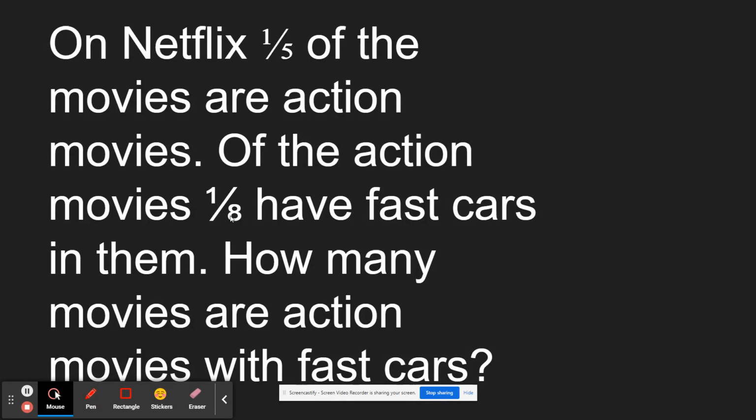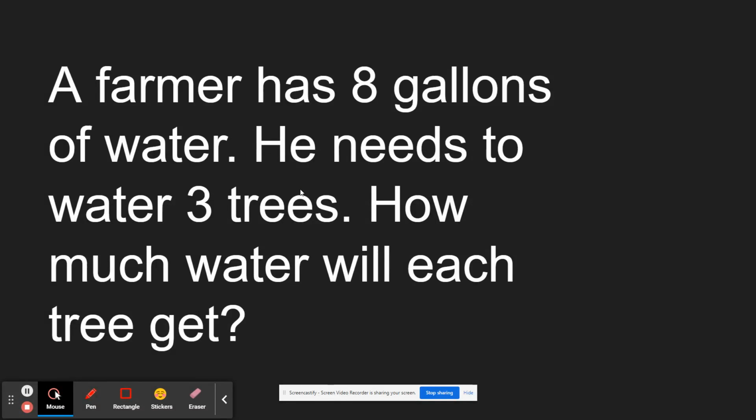So we are trying to find 1/8 of 1/5. So we are going to multiply. We're trying to find a fraction of a fraction. Multiplication.